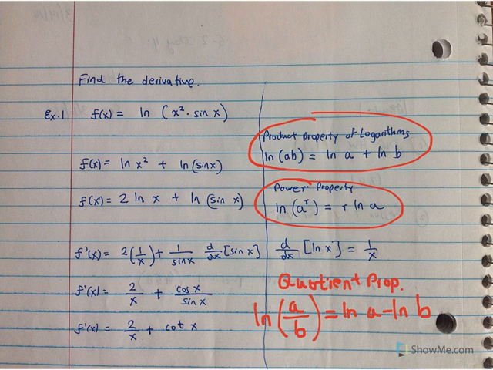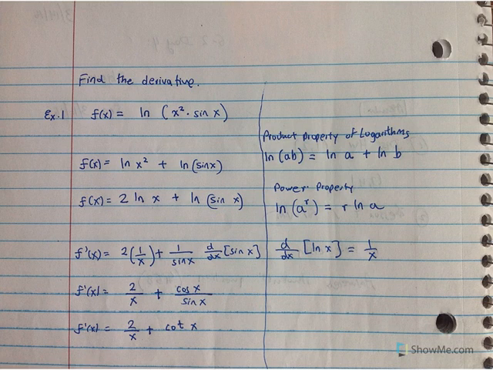So the first one says if you have the natural log of a product, you can write that as a sum of two natural logarithms. So the natural log of the product AB is equal to the natural log of A plus the natural log of B. For the quotient property, it states that if you have the natural log of a quotient, you can write that as a difference of two natural logarithms, natural log of A minus the natural log of B. And the power property says if you have the natural log of A to the R, you can bring that exponent R to the front and write that as R times the natural log of A.